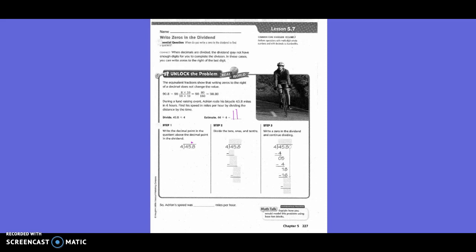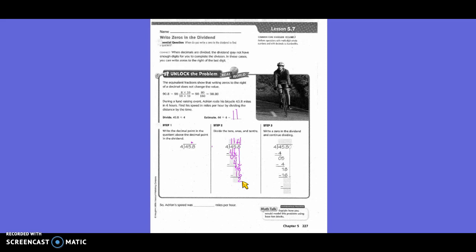So I'm going to bring the decimal straight up. So now how many times does 4 go into 4? Once. 4 times 4 is 4. 4 minus 4 is 0. Bring down my 5. 4 into 5 is once. 1 times 4 is 4. 5 minus 4 is 1. Bring down my 8. 4 into 18 is 4. 4 times 4 is 16. 18 minus 16 is 2.